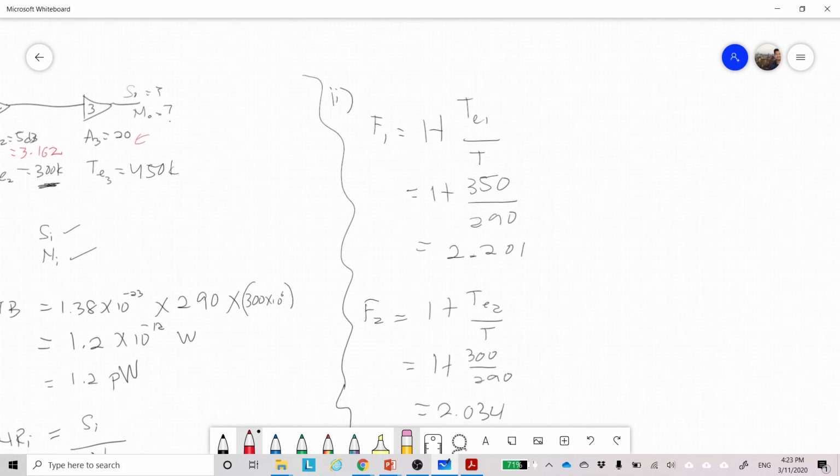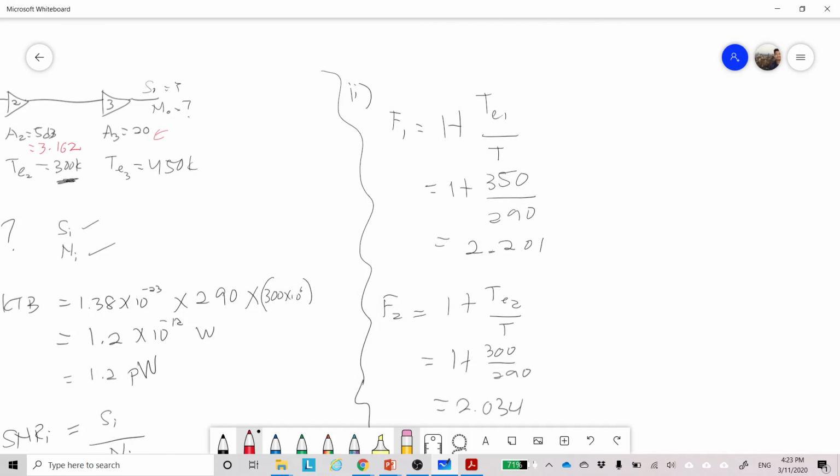saya buat di sini lah therefore F total bersamaan dengan F1 tambahkan dengan F2 tolak 1 bahagikan dengan A1 tambahkan dengan F3 tolak 1 dibagikan dengan A1A2. A1 darab A2. So dia tulisan makin buruk pula.